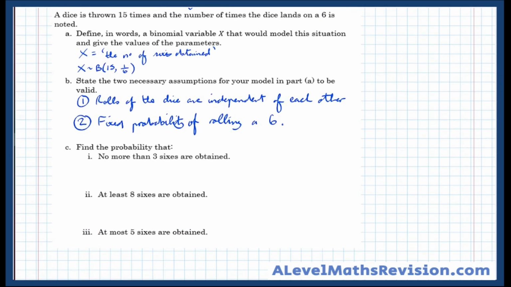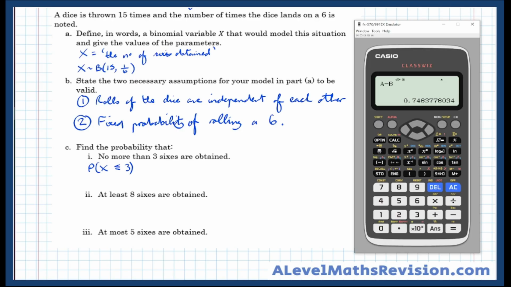Then, find the probability that no more than 3 sixes are obtained. Now the purpose of this part C of the question is just to get you used to some worded inequalities. So no more than means less than or equal to. So no more than 3 is 0, 1, 2, 3. So the probability that X is less than or equal to 3 is what no more than means.